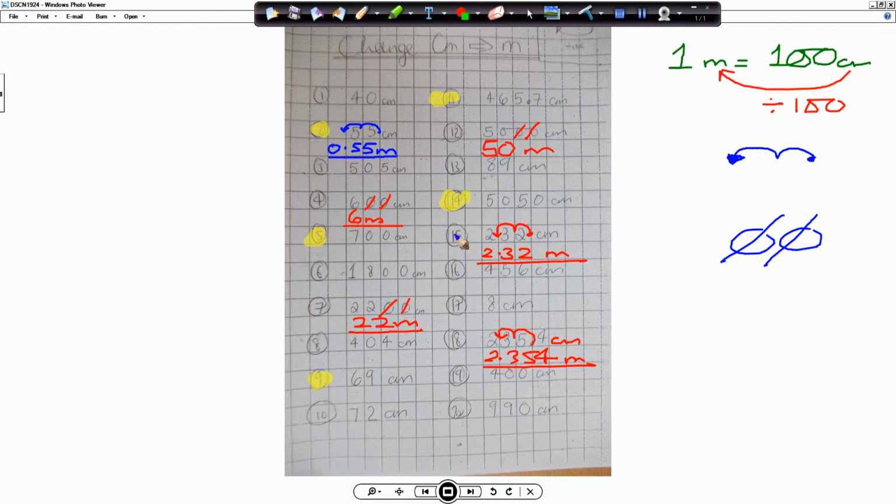Okay, I've done number 2 for you. Are we ready to do that? 700 centimeters. We want to change it into meters. So that gives us 7 meters. 7 meters. Done. Look at the board.